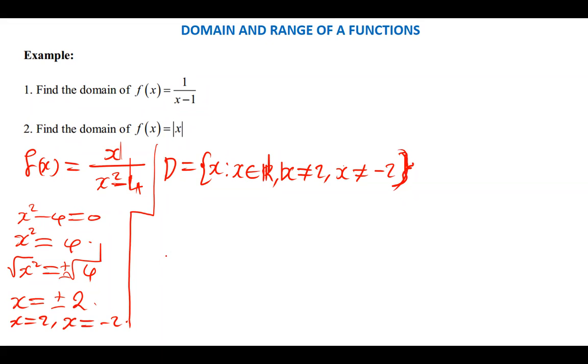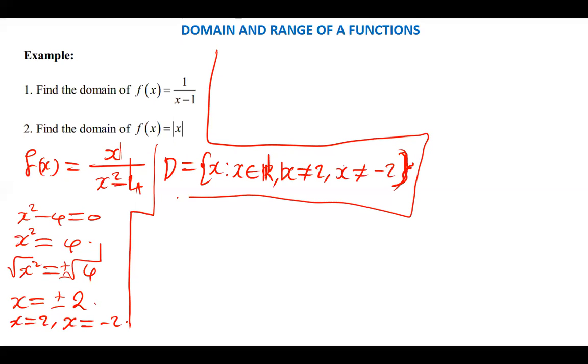Or you can just say the domain is equal to all real numbers excluding 2 and -2. Because when you put 2 here or you put -2 here, this function will be undefined. So we don't want anything that will make the function undefined. All right, so let's find the range. Now the question is, how do you find the range?